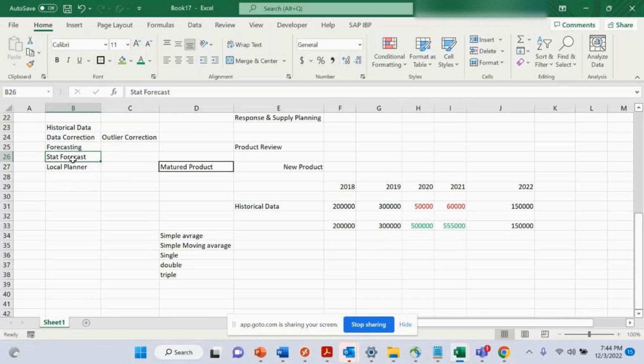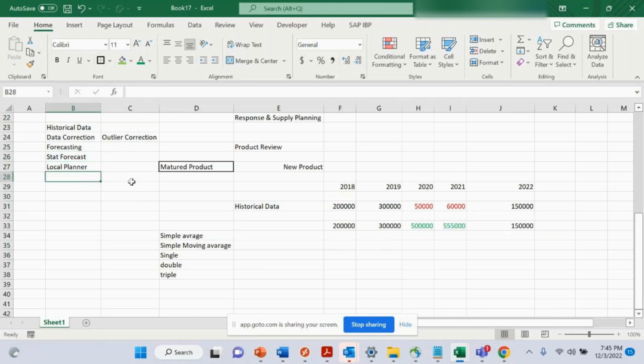So then, to fulfill his or her target, they have entered some numbers in the local planner field. So this is the first step of editing, we can say. Stat forecast is being edited by the local planner, and the local planner has done the job. So now the first layer of editing on the stat forecast has been done.